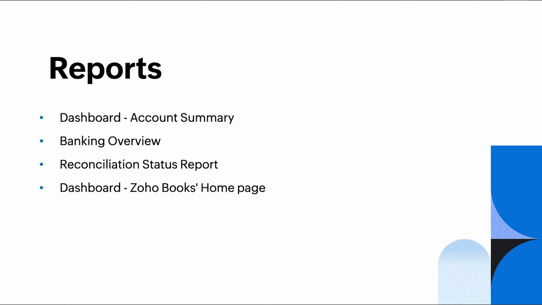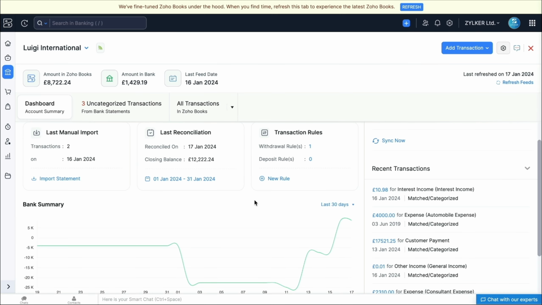The very first report is the dashboard under each bank account, the banking overview page, the reconciliation status report, and the dashboard in the home page of Zoho Books. The dashboard account summary under each bank account will show you the last import data with an option to import a statement, the last reconciliation data, and also the transaction rules and the option to create new transaction rules for this particular bank account moving forward.